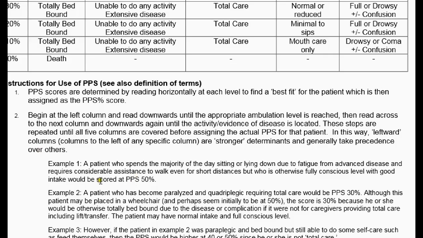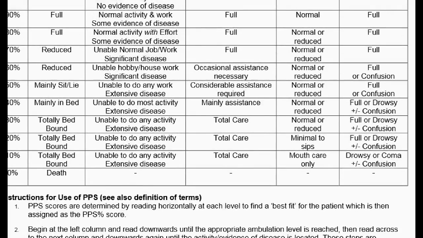This has some examples of different types of patients that you could score on here. The first one showing at 50% here, who spends the majority of the day sitting, advanced disease, needs considerable assistance to walk, but is fully conscious with good intake. So that puts them at the 50 percentile. So if you look up here, it's mainly sit-lie, unable to do extensive disease, needs considerable assistance, normal or reduced intake, and normal conscious level there.